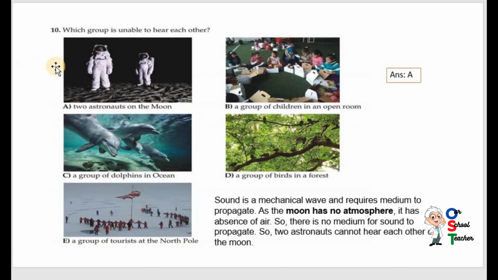Now question number 10. Which group is unable to hear each other? Very easy. 2 astronauts on the moon, a group of children in an open room, a group of dolphins in the ocean, a group of birds in a forest, a group of tourists at the North Pole. Sound is a mechanical wave and requires a medium to propagate. We need a medium. As the moon has no atmosphere, it has an absence of air, so there is no medium for sound to propagate. So 2 astronauts cannot hear each other on the moon.